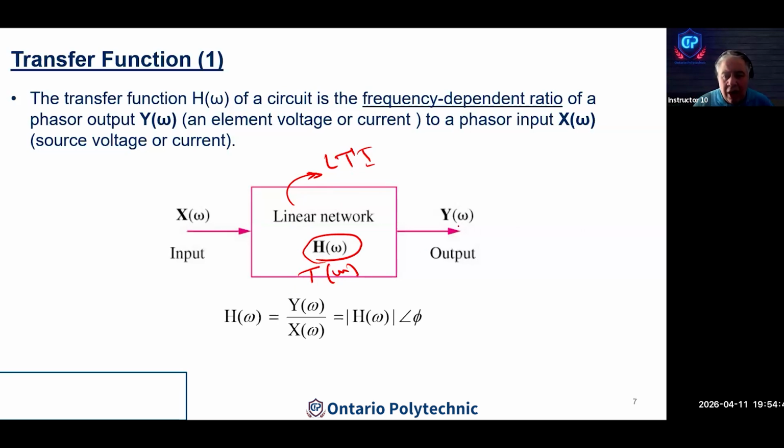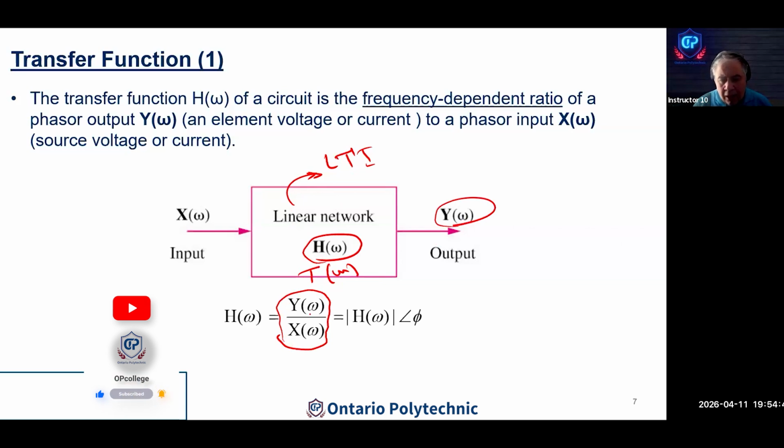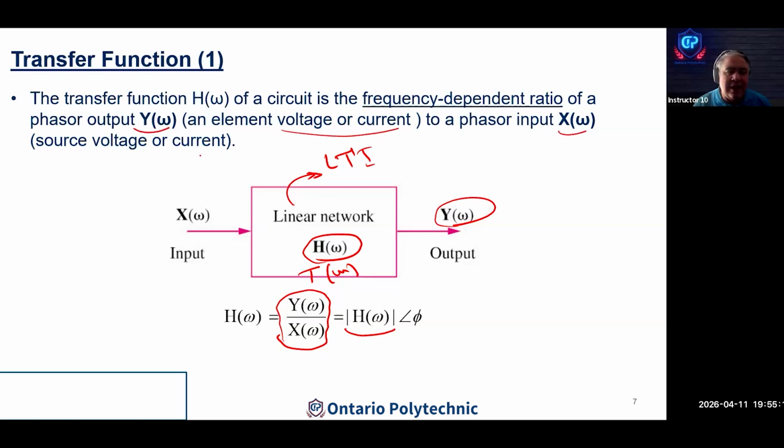Transfer function is equal to output over input, Y(ω) over X(ω). After that, we have one magnitude for the transfer function and one phase. The transfer function H(ω) of a circuit is the frequency-dependent ratio of a phasor output element voltage or current to a phasor input X(ω). It means the frequency response, so Y(ω) is equal to H(ω) times X(ω).